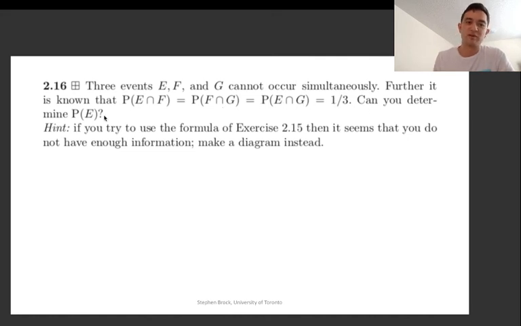Can you determine the probability of E? Hint, if you try to use the formula of exercise 2.15, then it seems that you do not have enough information. Make a diagram instead. All right, so even if it didn't give you this hint, because you've got three events going on, drawing a diagram is going to be very helpful.